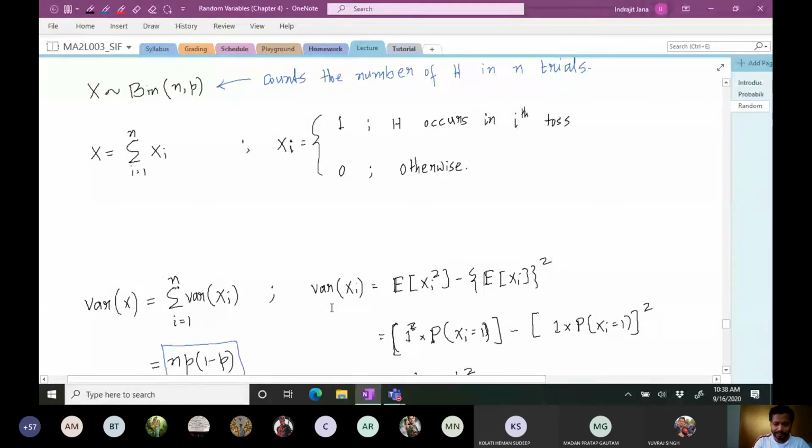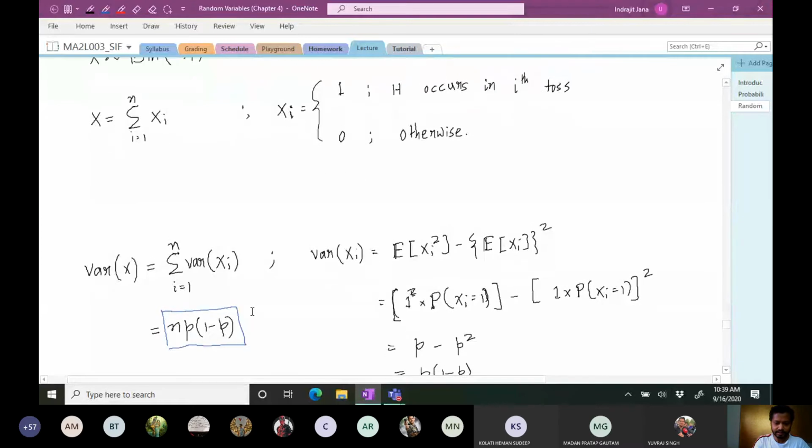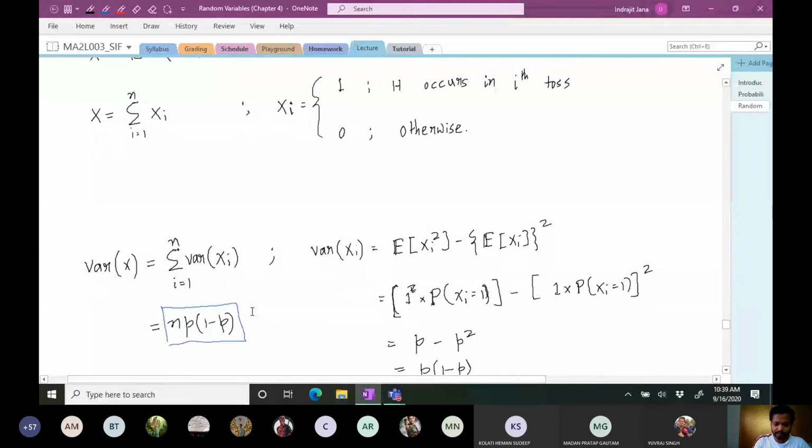However, in this case, what we have here, the variance of X is written as the variance of the summation of Xi. So all we need to figure out is the variance of Xi.